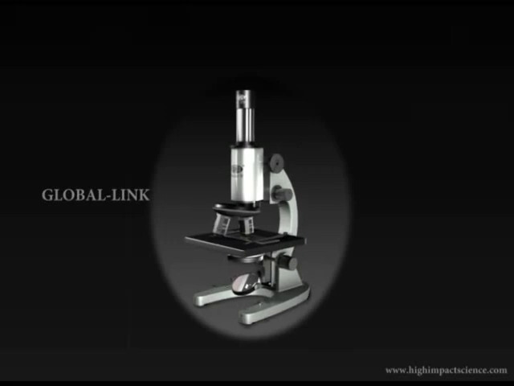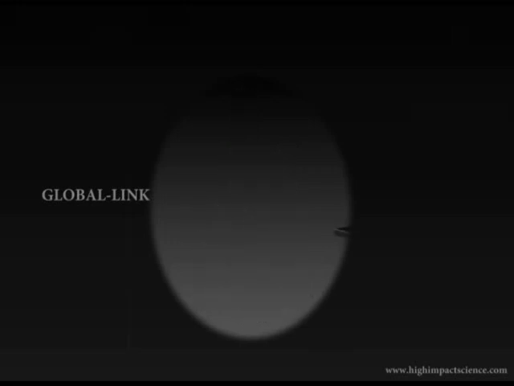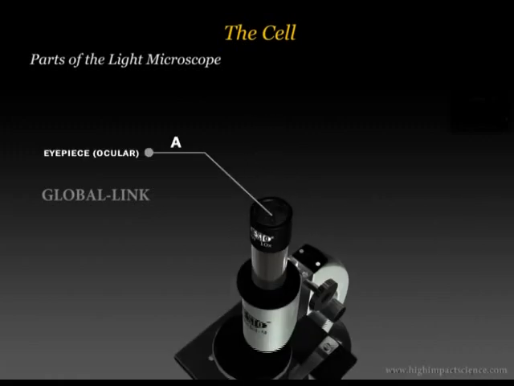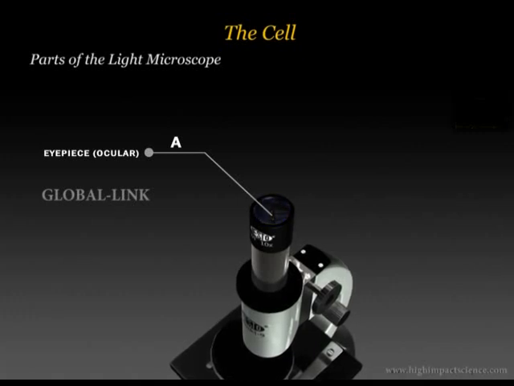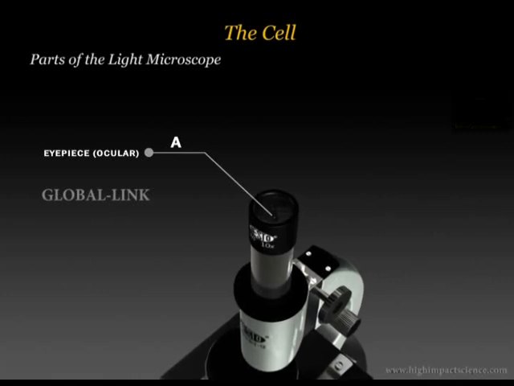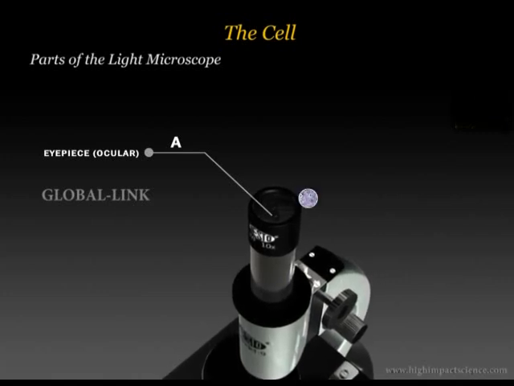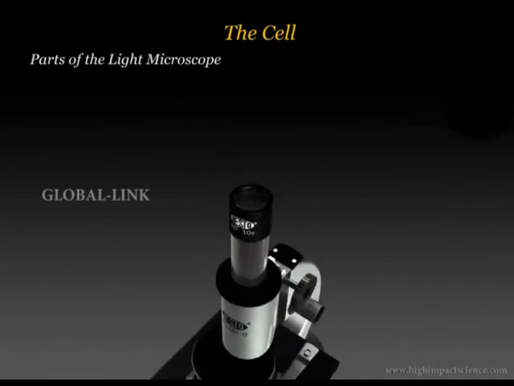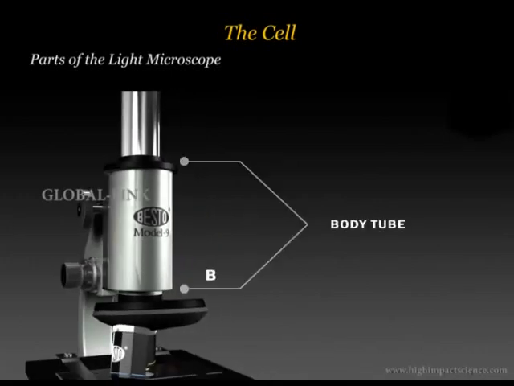Let us first study the parts of a microscope. The eyepiece or the ocular is the part of the microscope closest to your eye, through which you look. It contains the ocular lens, which magnifies the image produced by the objective lens. It is usually labeled with its magnification, like 5x or 10x, meaning it enlarges 5 times or 10 times. The body tube holds the eyepiece in position as well as the revolving nosepiece. It may be straight up or slanted.